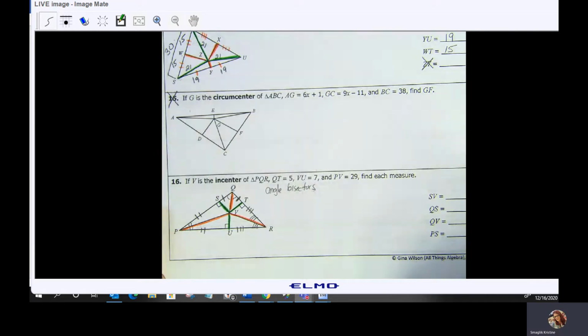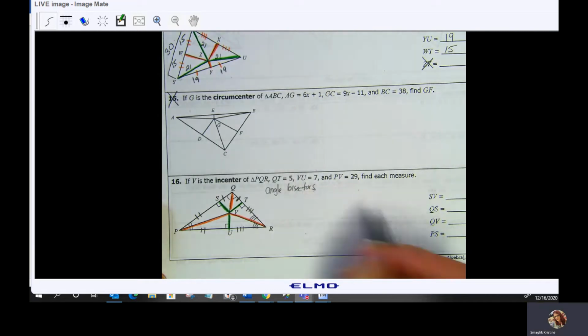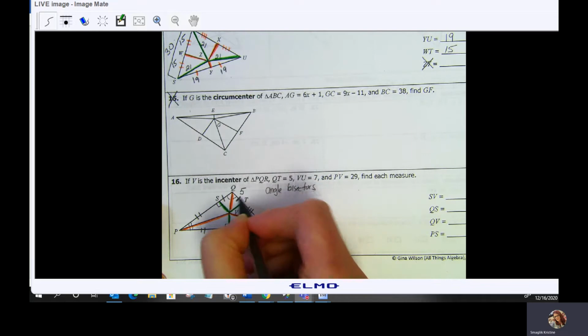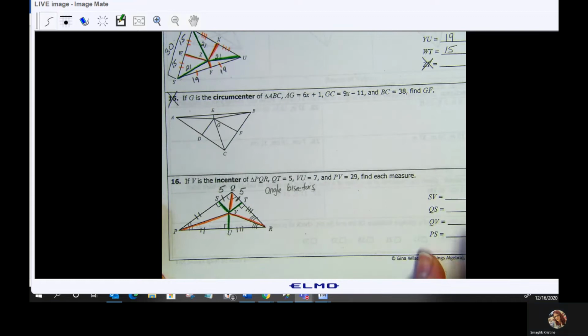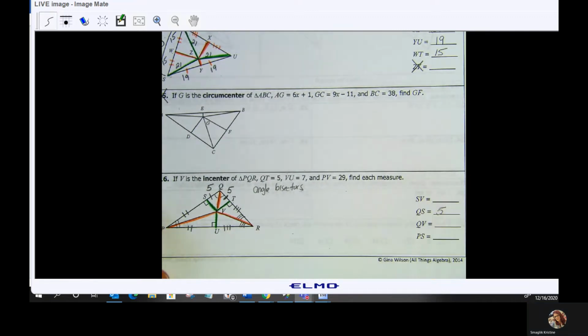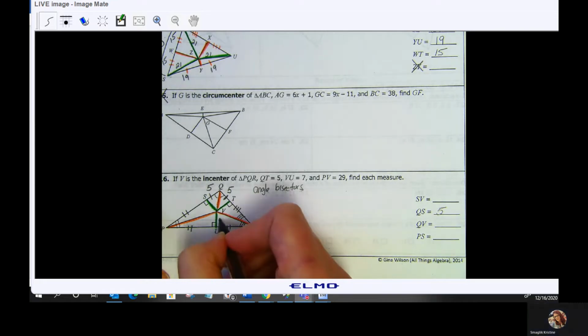So now let's see what we're given. QT is 5. So if QT is 5, I know QT is congruent to QS. That also has to be 5. VU is 7. So here's VU. This is 7. So anything else, remember it's equidistant. That means SV and TV would also be 7. And what are we asked for? We're asked for SV. So that is 7. QV and PS we're not worried about. You will not see that on your test. That again requires the Pythagorean theorem.